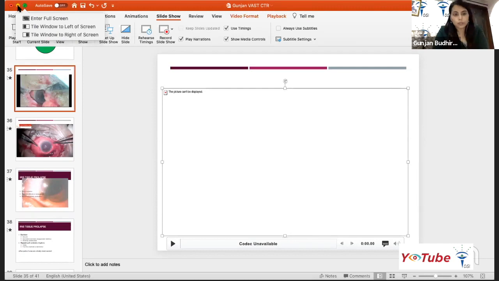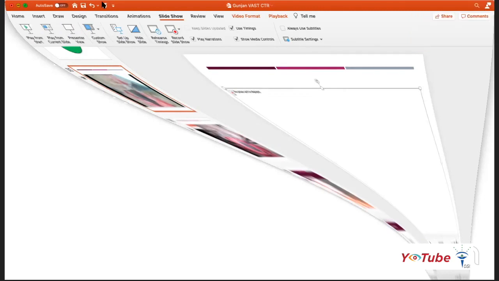Then I'll be showing you some scleral tear as well. So now we are dealing with the scleral tear, where we have to see whether we are just dealing with some scleral tear, or we are dealing with some other tissue losses as well.